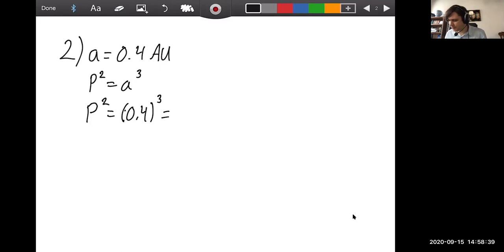I know that 4 cubed is 64, and 1/10 cubed is 1/1000th. That would be 0.084. Did I get that right? Or 0.64? Yes, 0.064. You could use your calculator for that one. And now I have to take the square root of both sides to get that P equals the square root of 0.064.